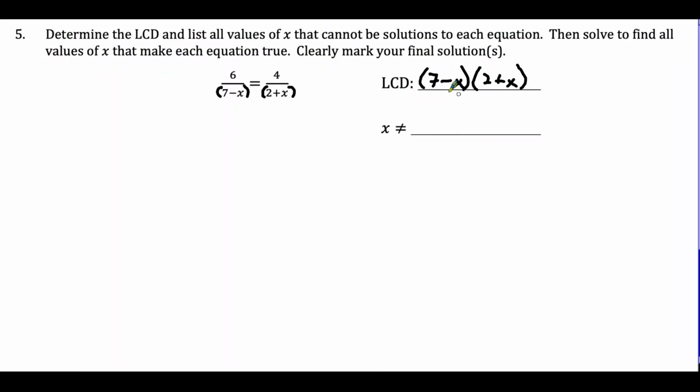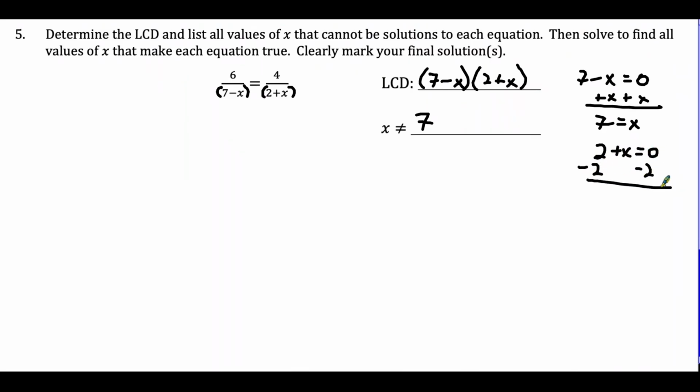Now, my restrictions here, these are the values that x cannot equal. And we get those by thinking about what value of x would make each factor in the LCD equal to 0. So my first factor here, 7 minus x, if I were to set that equal to 0 and solve for x, I would get that x cannot equal 7. Here, if I set 2 plus x equal to 0, and I subtract the 2 over, we get x cannot equal negative 2. So these are my two values that x cannot equal.